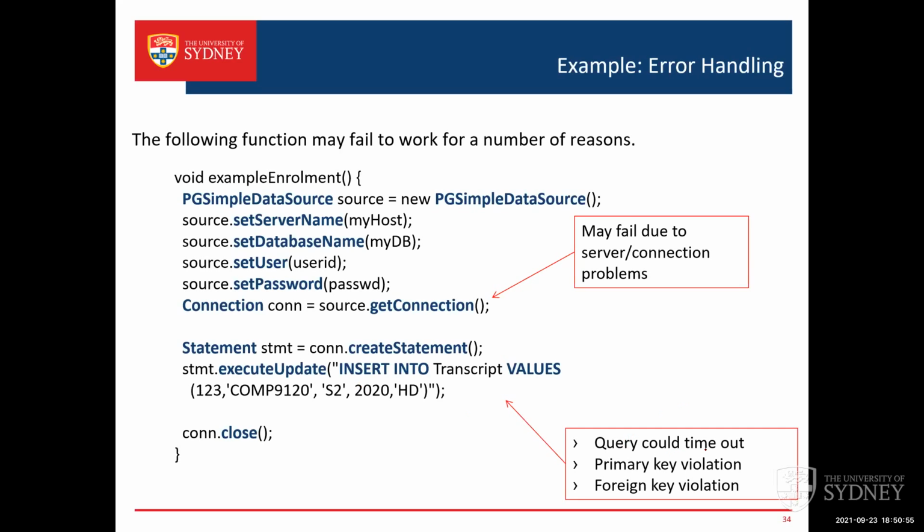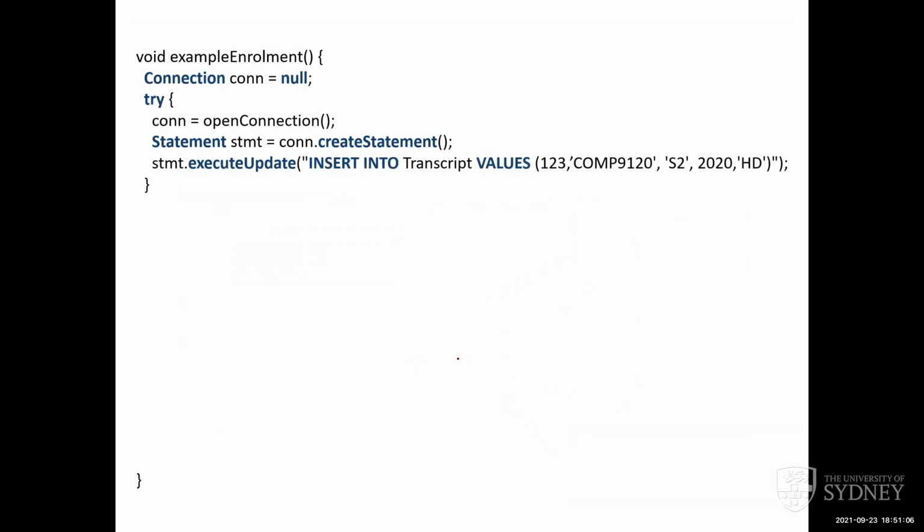A query could time out because of network delay. A primary key violation could happen. A foreign key violation could happen when we are trying to insert, right? So many things could go wrong. All of these we can handle using the try and catch block that we have, okay?